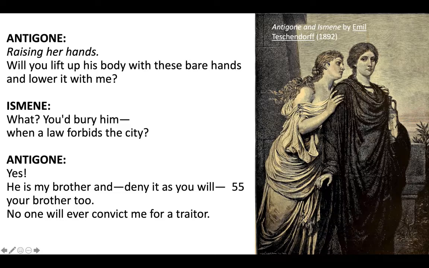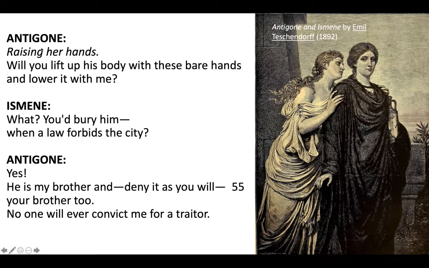Okay, so here's the conflict between the two sisters. They should be celebrating if they only honored their political bonds and expectations. The war is over. The city is thriving now. But Antigone's thinking about their family.